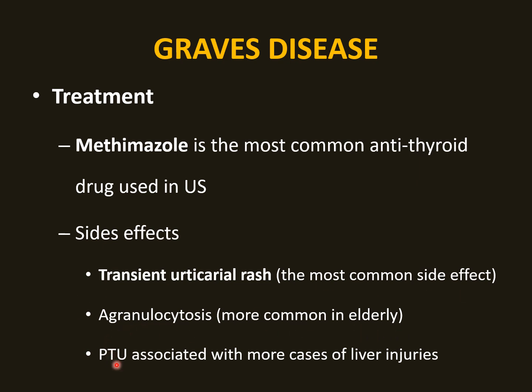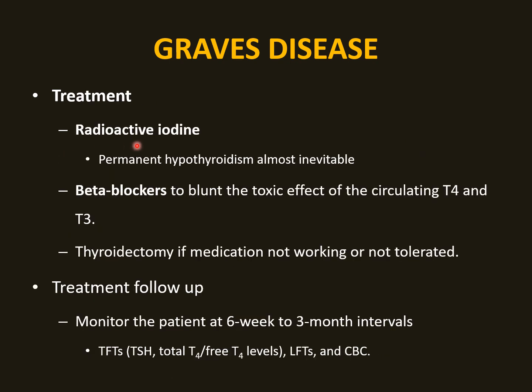PTU, or propylthiouracil, is associated with severe liver injuries and is not used in the US anymore for treatment of Graves' disease. Another option for treatment of Graves' disease is radioactive iodine, but this will be associated with permanent hypothyroidism, so all the patients will be on levothyroxine afterward.